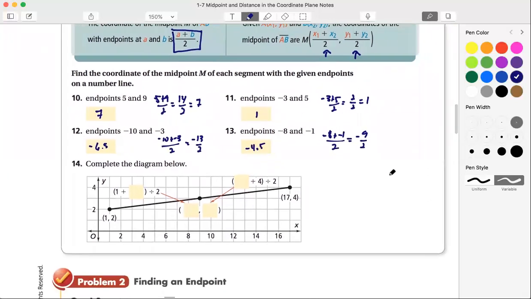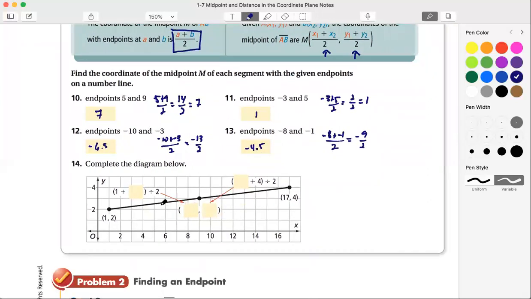All right, let's complete this diagram. So here's the midpoint of this figure. So X is 1 plus 17 divided by 2. That's 18 divided by 2, that's 9. All right, 2 plus 4 is 6, divided by 2 is 3. There we go.